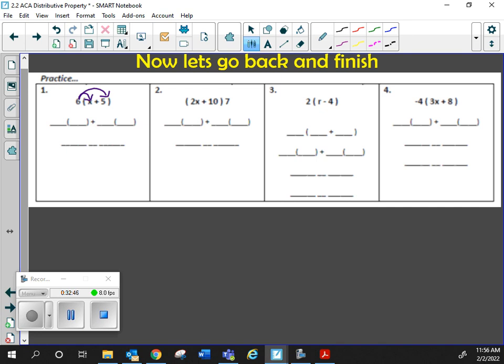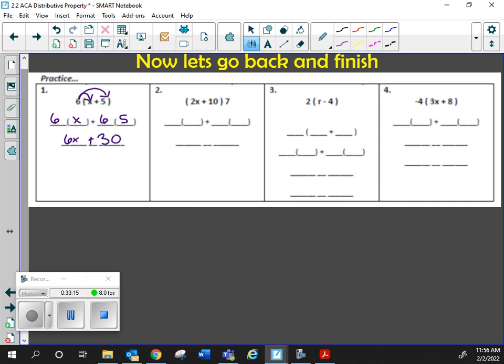Okay, on this first one, I'm doing 6 times x plus 5. 6 times 5. I have to give it out to both. Remember, if I don't give my thing out to everyone inside of my classroom, inside of that parentheses, someone's going to get mad. 6 times x is the same thing as 6x plus 6 times 5 is 30.